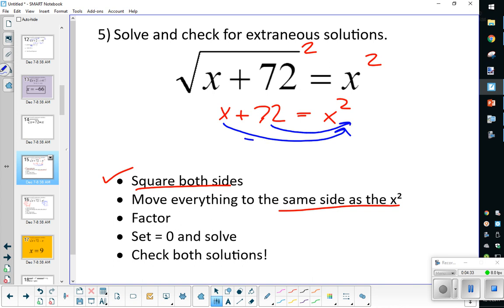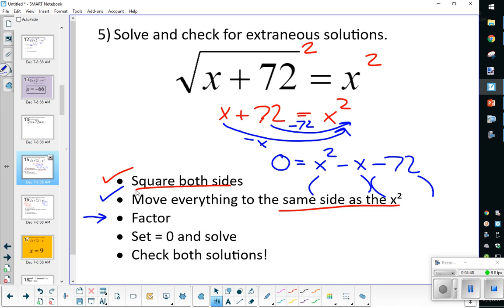Good. He's going to move both of them over, so he's going to subtract x. He's going to subtract 72, so he's going to get 0 equals x squared minus x minus 72. He moved everything to the same side. Next, he's going to factor. Okay, so we're going to factor.